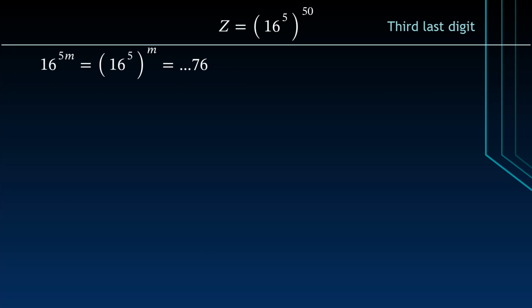So we know that 16 to the power of 5n, which can be written as 16 to the power of 5 and then to the power of m, ends with 7 and 6. Let's use, for brevity, the letter s for 16 to the power of 5. So we can write that s to the power of m ends with 7 and 6.